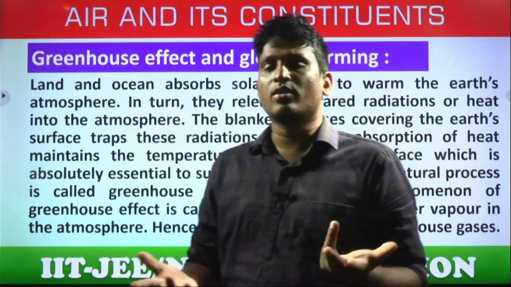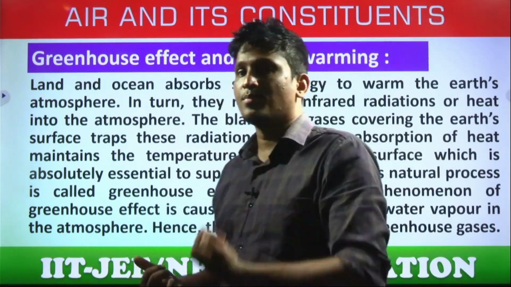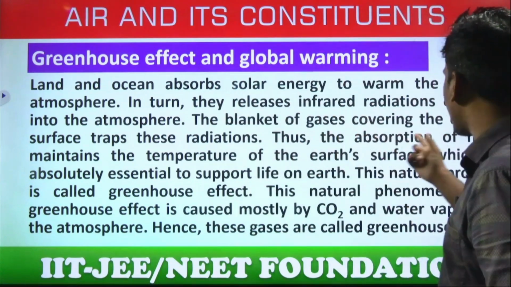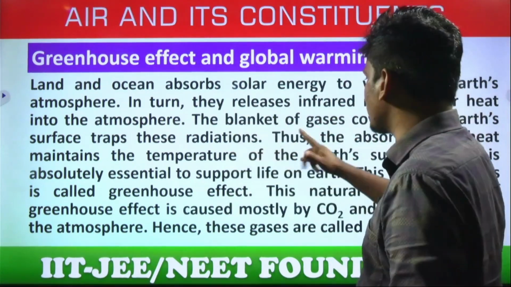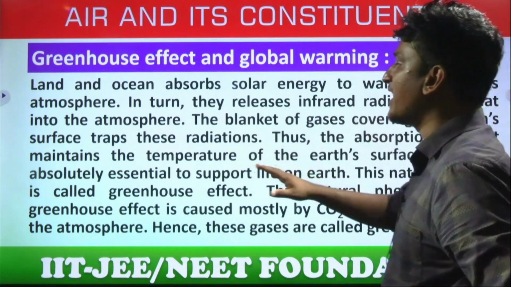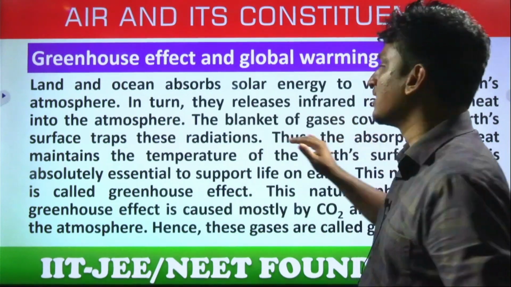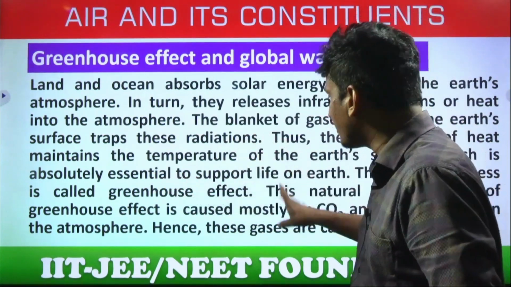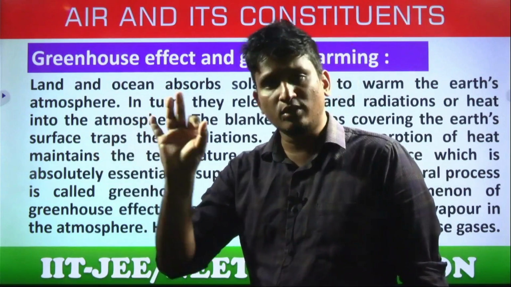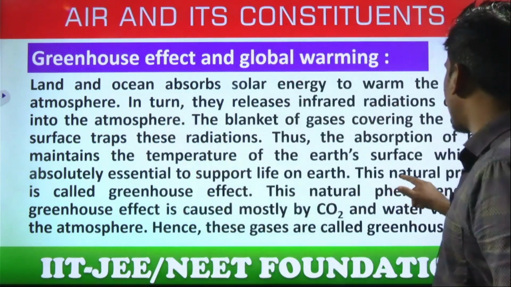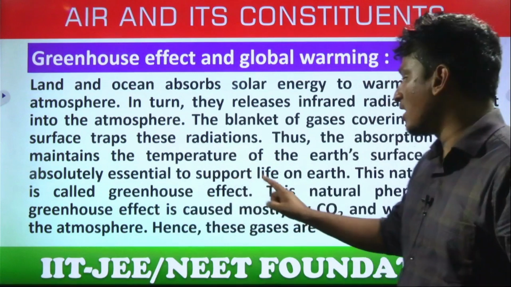But why are we talking about that effect? Because, students, the problem is with CO2. The blanket of gases covering the Earth's surface traps these radiations, right? Thus absorption of heat maintains the temperature of the Earth's surface, which is absolutely essential for the support of life. That is good for the planet Earth. And this natural process is called the greenhouse effect.